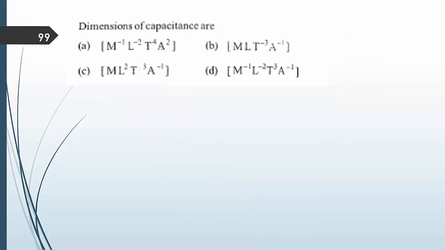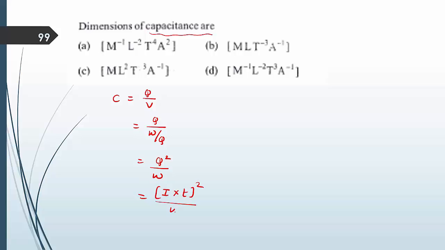Question number 99. Dimensions of capacitance are. Yes, directly we have the equation C equal to Q divided by V. Or we can write Q divided by V, where potential is the work done in bringing a unit positive charge. We can write Q square divided by W. Q is equal to I into T, square, divided by W.